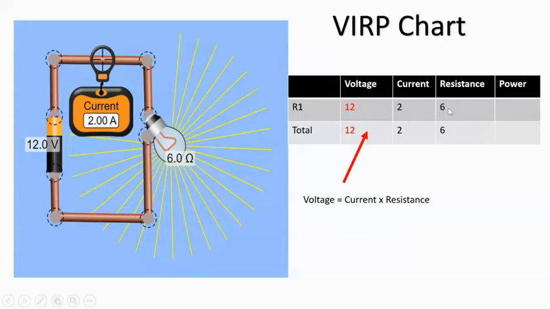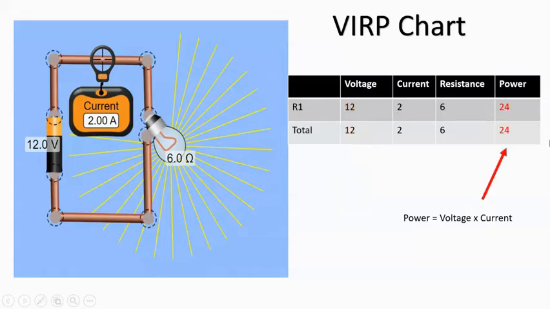Okay, so on the VIRP chart, if you have a row where you know the current and the resistance, you can always multiply those two to get the voltage. So 2 times 6 is 12. Also, if you know the voltage and current, you can multiply those two to give you power. But you have to stay in the same row. So the voltage in this row times the current in this row would equal the power in that row.